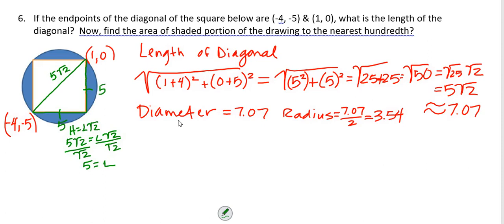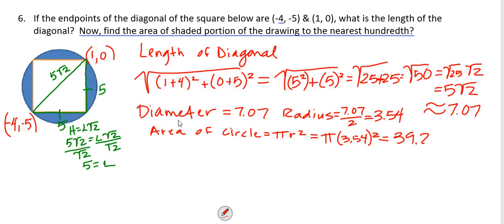That's going to help us find the area of our square in a minute. Okay, so let's move on. We're going to find the area of the circle. So the area of the circle is equal to pi r squared. So that's going to be pi times 3.54 squared. When I did that, I got 39.27.